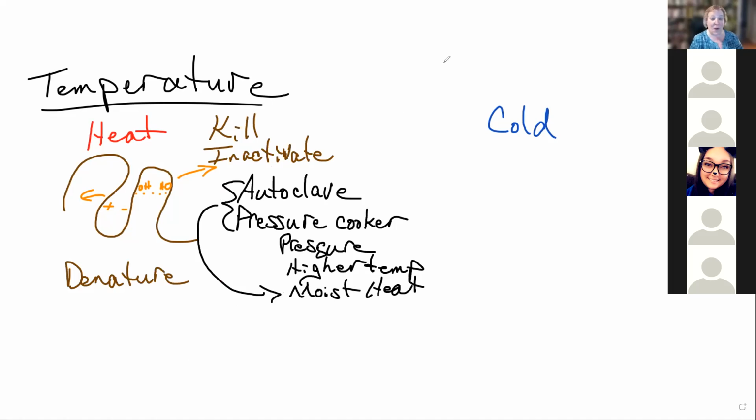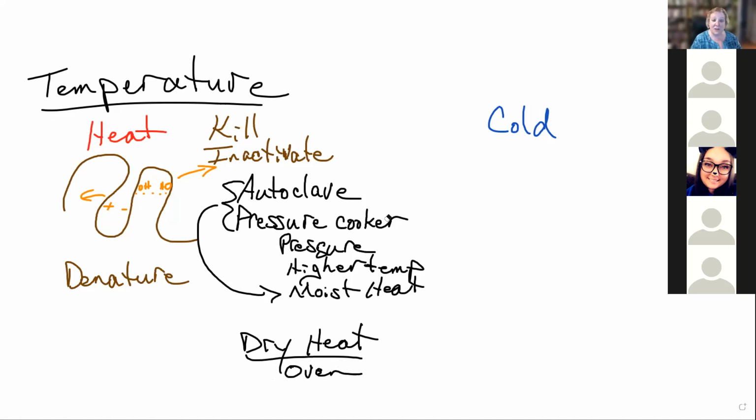Now we also in the lab use what is called dry heat. When you're doing this at home, your oven is considered dry heat. You can sterilize stuff in your oven. When we cook stuff, we're generally not going for sterilization because we like our food to still have some water in it instead of being dry and crispy. But an oven is considered dry heat.